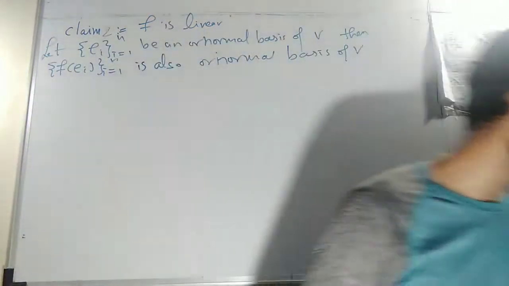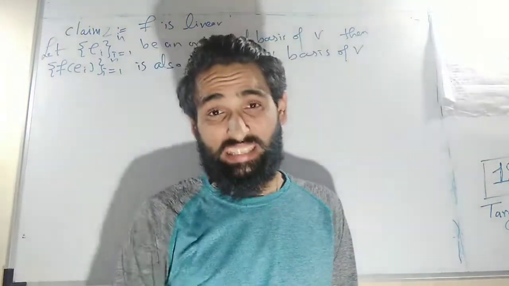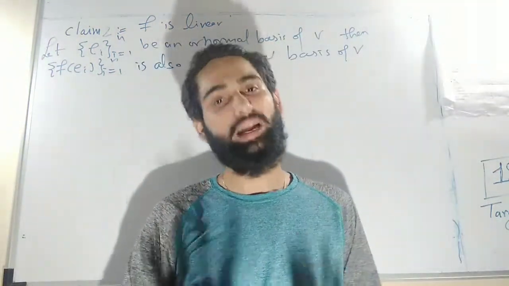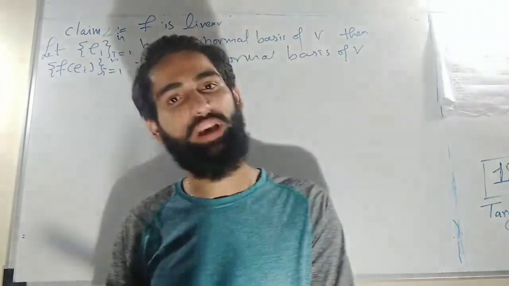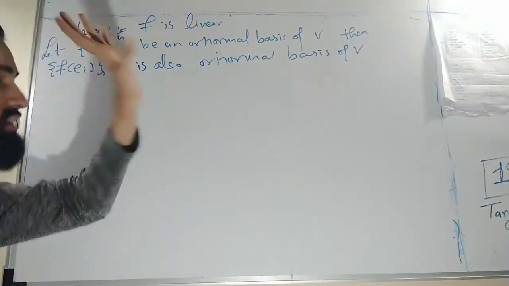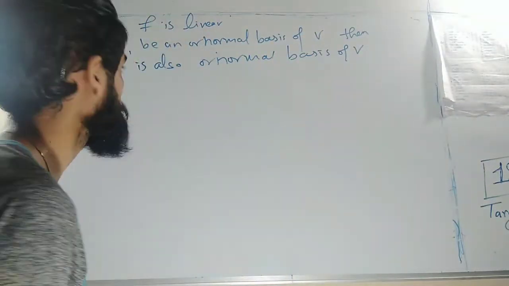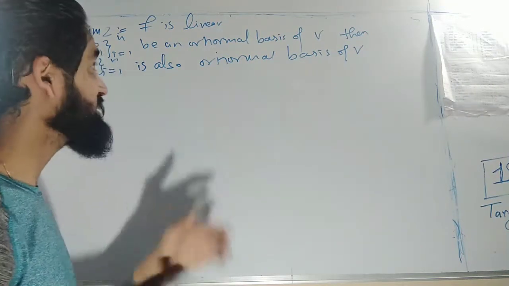One more question. We have assumed that this set is an orthonormal basis. Does there exist an orthonormal basis? Answer is yes. For every finite dimensional inner product space, there always exists an orthonormal basis. So we can assume that there exists an orthonormal basis. Let it be this ei. Okay. I want to use these two sets to prove my f is linear.